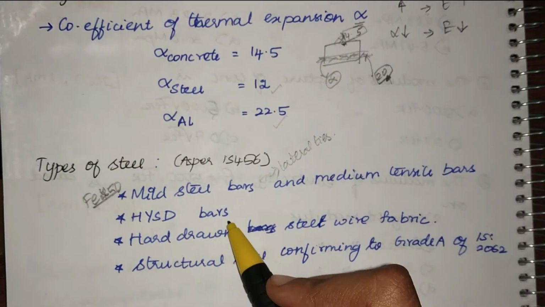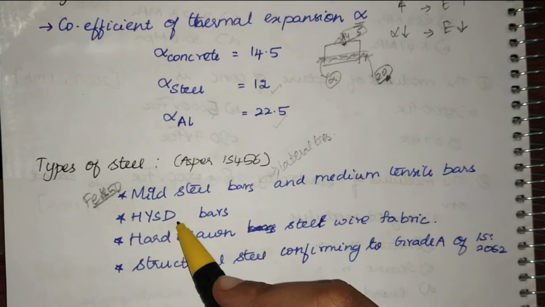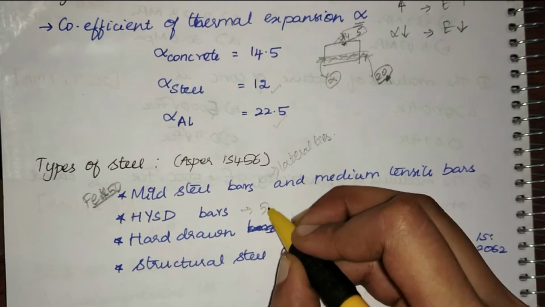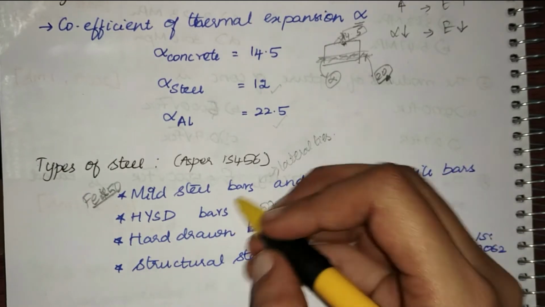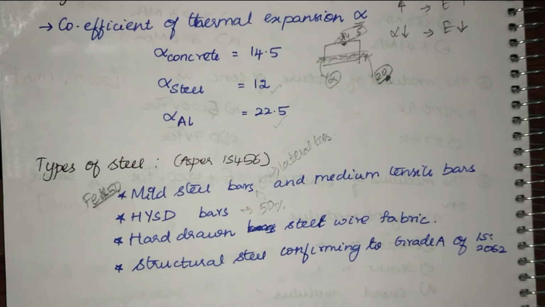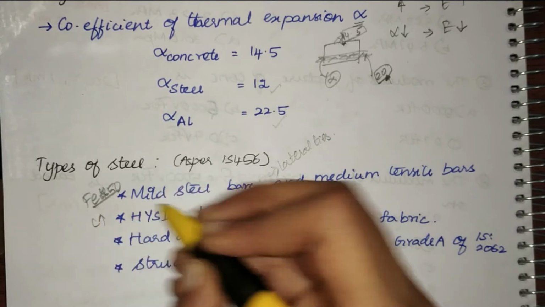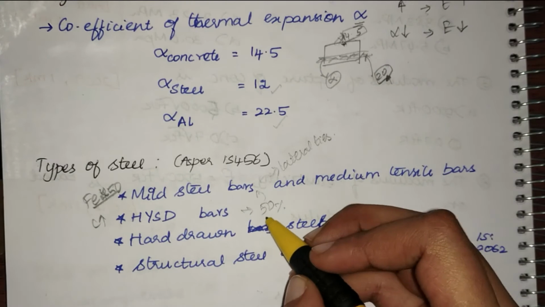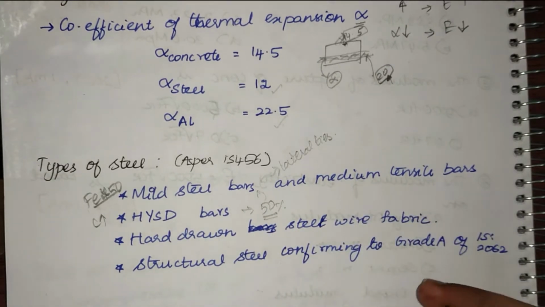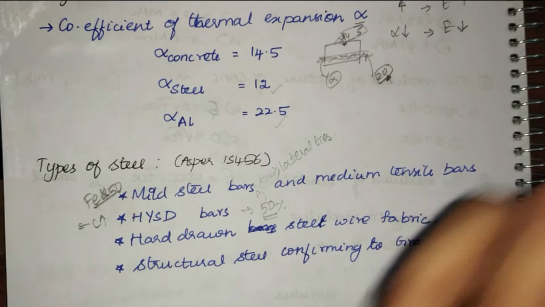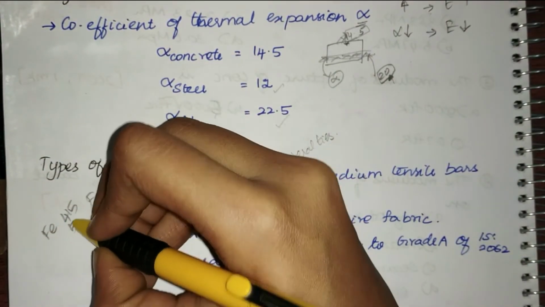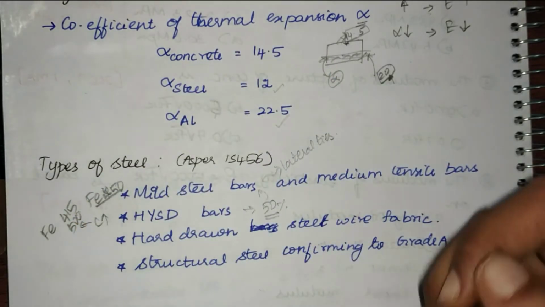Next is HYSD bars. This is called high yield strength deformed bars. So HYSD bars have nearly 50% more yield strength than the mild steel bars. Also, these HYSD bars have a carbon content more than that of mild steel bars. That is the reason why they have high yield strength. And mostly these are the bars available in the market, that is Fe 415, Fe 500, 500D, etc.